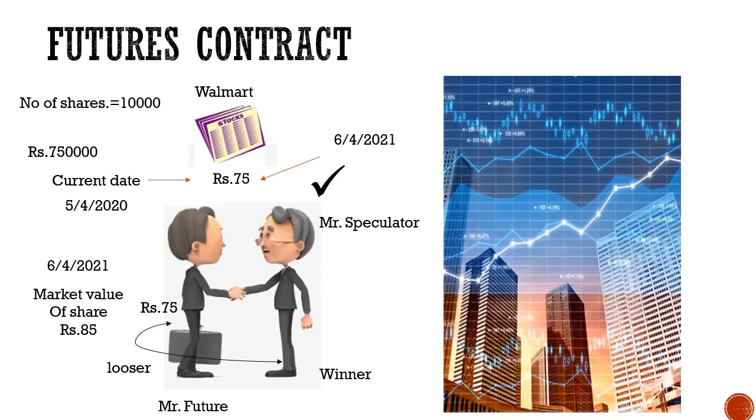Now this is one scenario. The vice versa can also be there. Let's say the market value of share, rather than becoming 85, became 65. So in that case, Mr. Speculator would be on the losing side and Mr. Future would have been on the winning side. So this was the example of future contract and how it actually works.